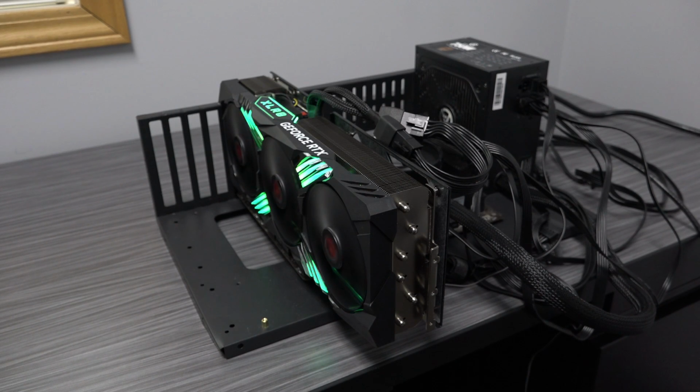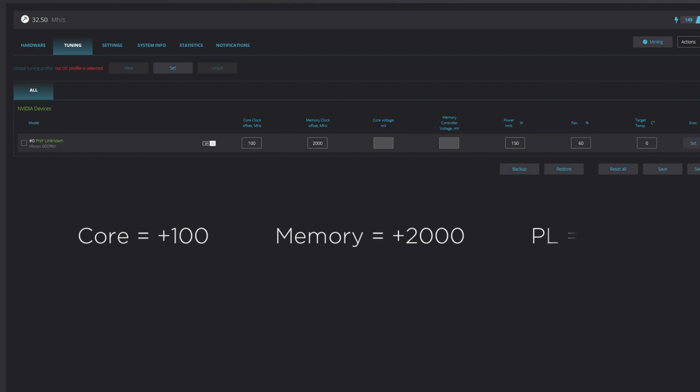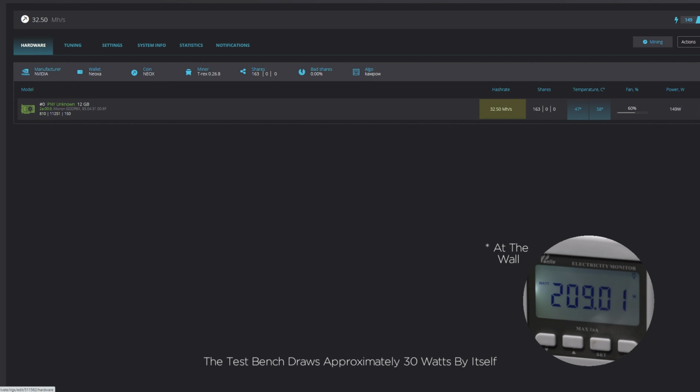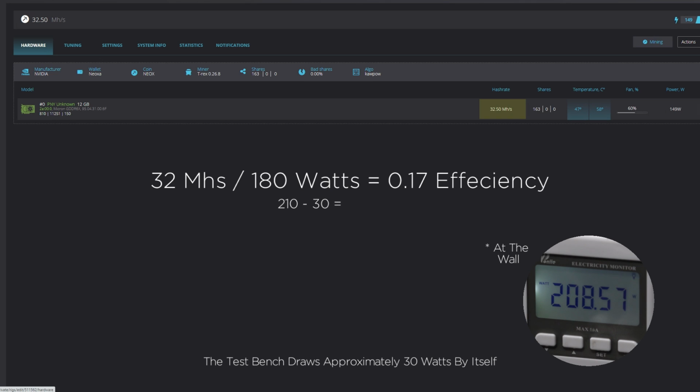As we move through the projects, I'll take a moment to share what overclocks are being used. Neoxa is a project I have interest in, but I really don't like the Kaspa algorithm. After a few minutes, we can see that the 4070 Ti is crunching away at a bit over 32 megahashes, using approximately 180 watts in power, allowing for an efficiency of 0.17.